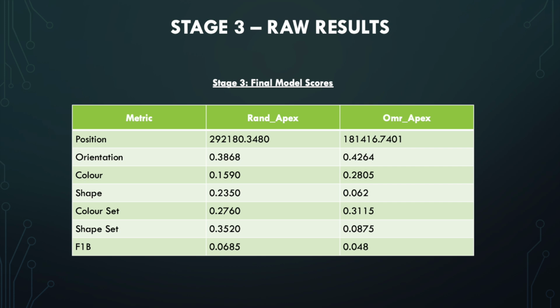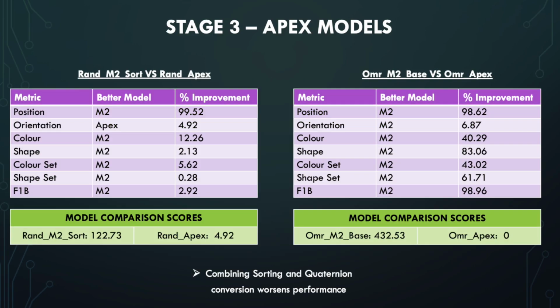Although the OMR models performed worse with sorting and quaternion conversions, I still trained an Apex OMR model with these steps to see if their combination might improve things. I compared these models to the previous models from Stage 1 and 2 which had the highest performance. Unsurprisingly, the OMR Apex model performed significantly worse with the extra pre-processing steps. However, although RAND models perform better individually with each, when combined, the resulting Apex model also performed worse. Future research should explore why combining these 2 steps results in worse performance.